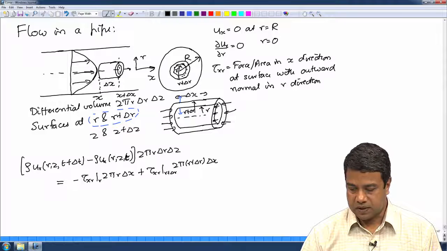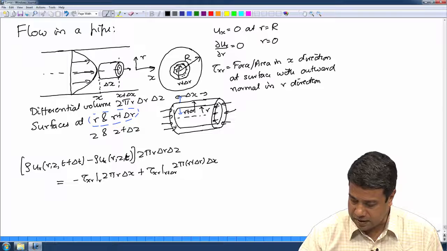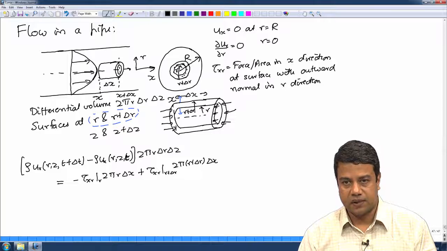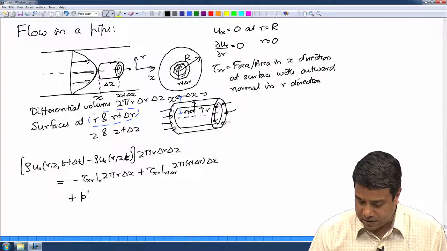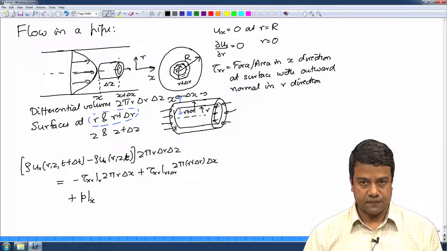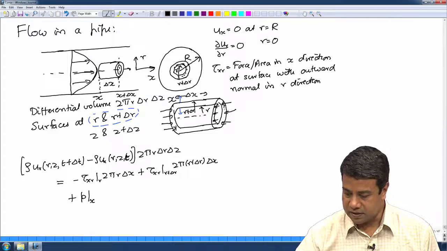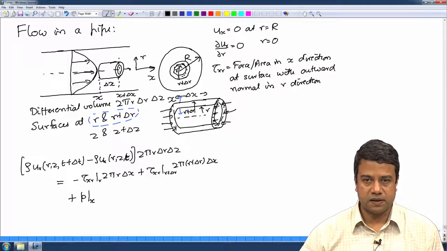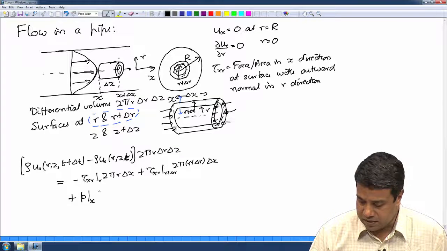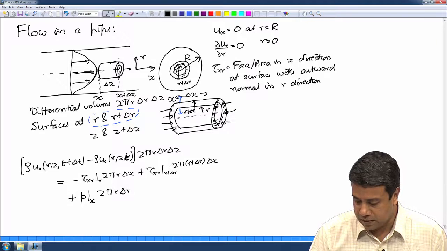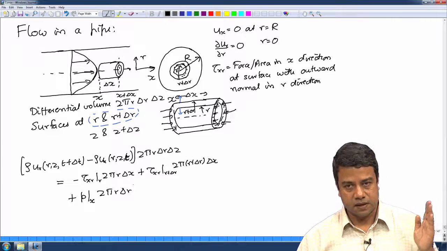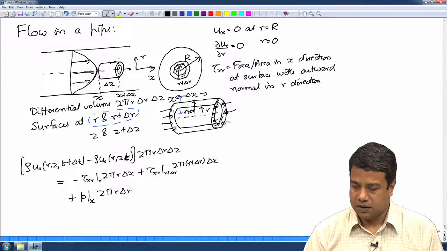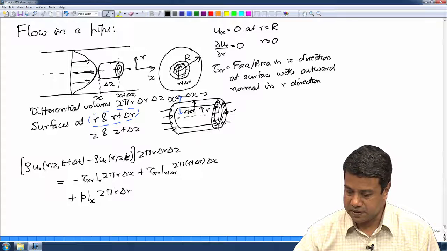At the location x, the pressure is acting in the plus x direction. So, the total force is plus the pressure at the location x times the surface area. The surface area is the curved surface area, that is the perimeter times the thickness, so it is equal to 2 pi r times delta r. So, there is a force exerted at the surface at the location x, and there is a force that is exerted at this location x plus delta x.